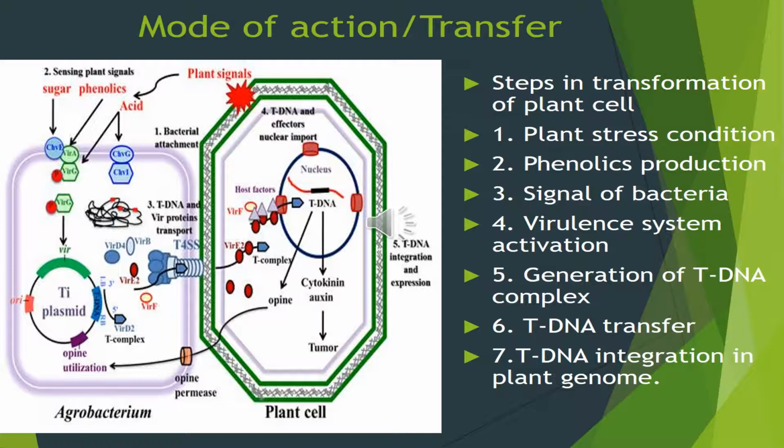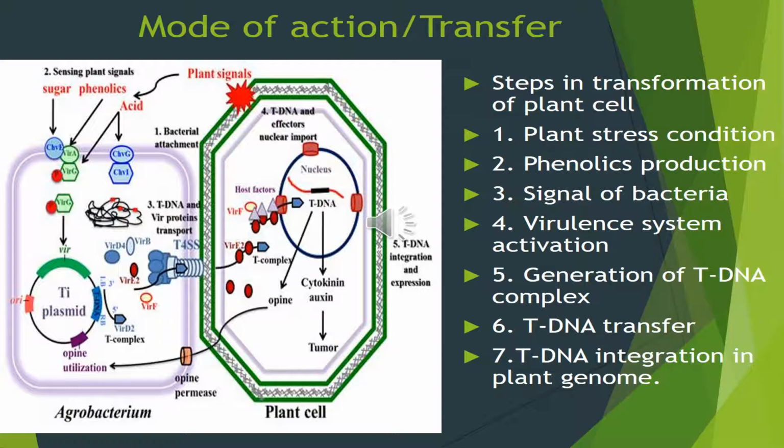So, release of phenolics by the wounded plant cell is the indication that the plant cell is right now having a low immunity level. That is the signal sent by the plant in the form of phenolics, and these phenolics serve as a ligand for the bacteria, and this indicates to the bacteria that this is the right time to infect the injured plant.